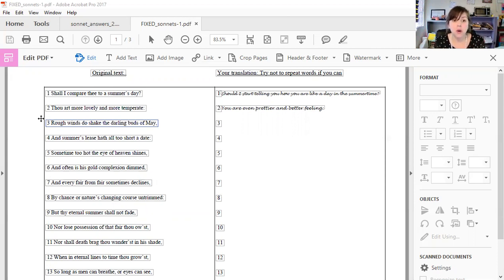So first, think about rough winds do shake the darling buds of May. Okay, rough winds, I can picture rough winds. What are darling buds? Buds, little flowers, little baby flowers. So tiny little flowers are being shaken by the wind. Rough winds. So that idea that there's something innocent and delicate that's being shaken violently by rough winds, you could interpret that a lot of ways.